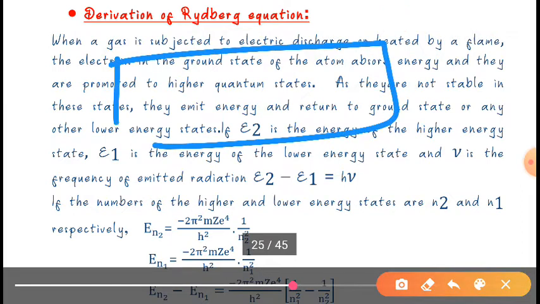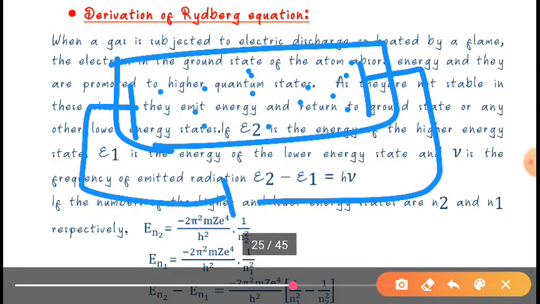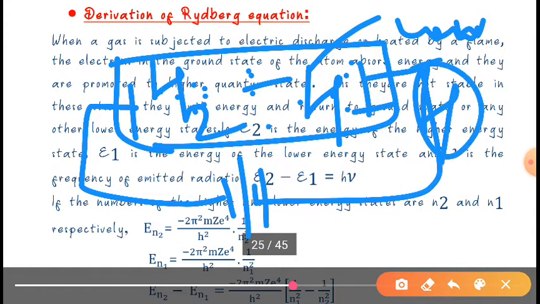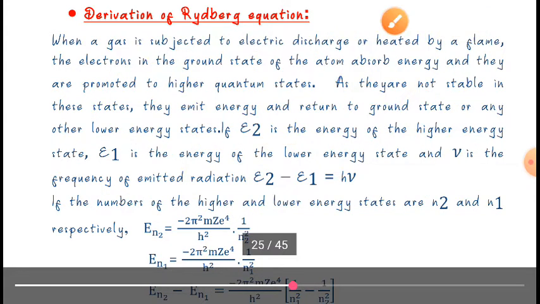Suppose this is the container, and in this container we have placed the hydrogen molecule. When we provide a charge here at a very low temperature and very low pressure, this hydrogen molecule, H2, will break into hydrogen atoms, H and H, single atoms.